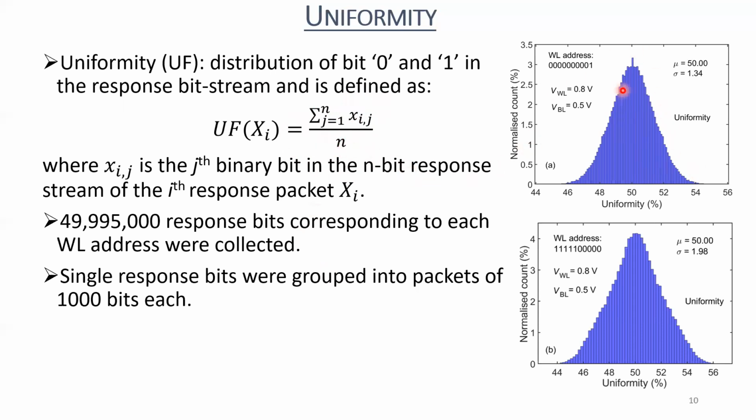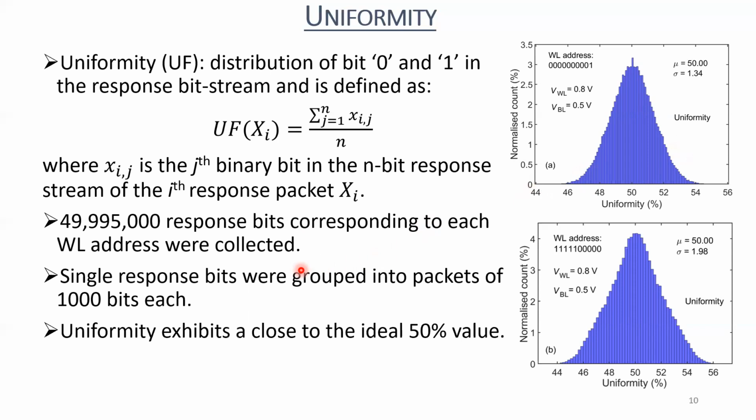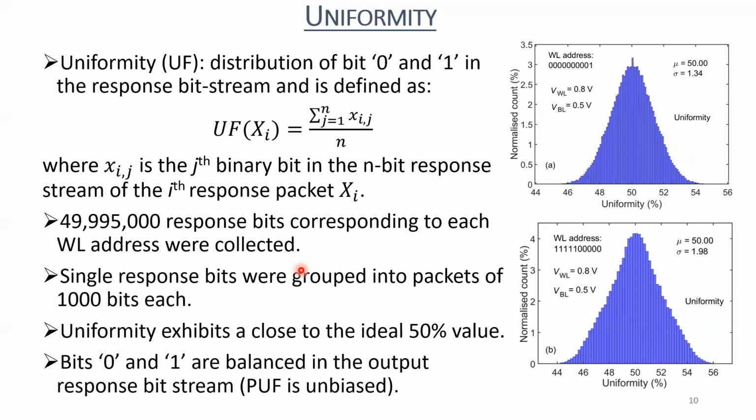So these were the distributions for different word line addresses. What I found is that they show a kind of Gaussian distribution, with a mean which is close to 50 and a sigma or variance. Since the mean is close to 50%, we would say that it shows close to ideal uniformity. And we want this 50% uniformity for classifying any PUF as an ideal PUF. And why is this necessary? Because we don't want our PUF to be biased towards a 0 or towards a 1.